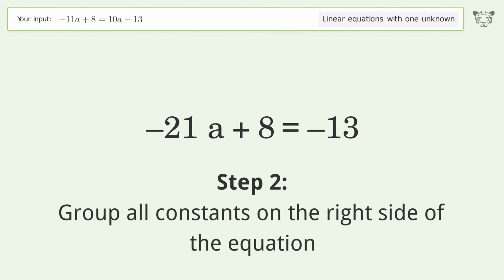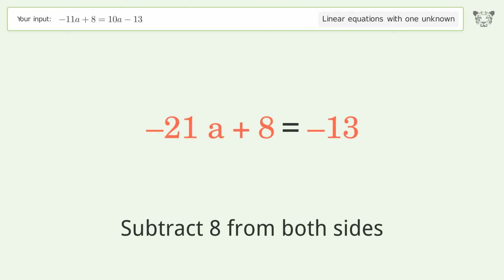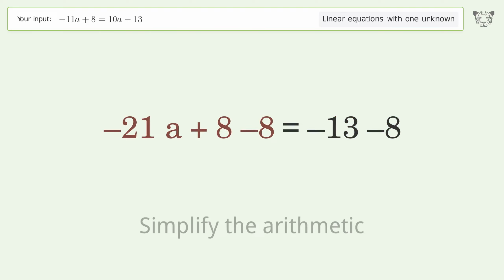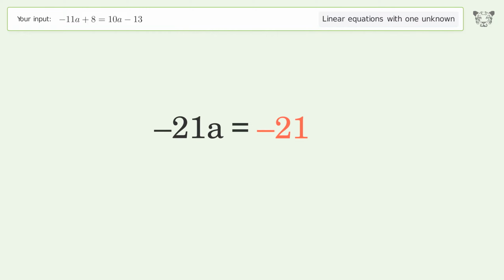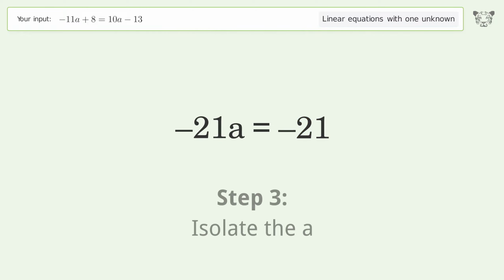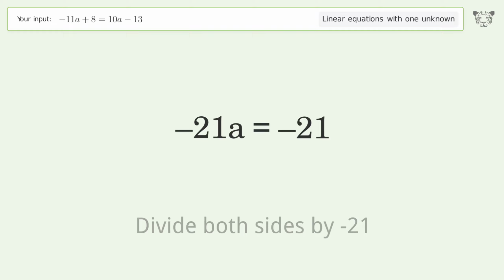Group all constants on the right side of the equation. Subtract 8 from both sides. Simplify the arithmetic. Isolate the a. Divide both sides by -21.